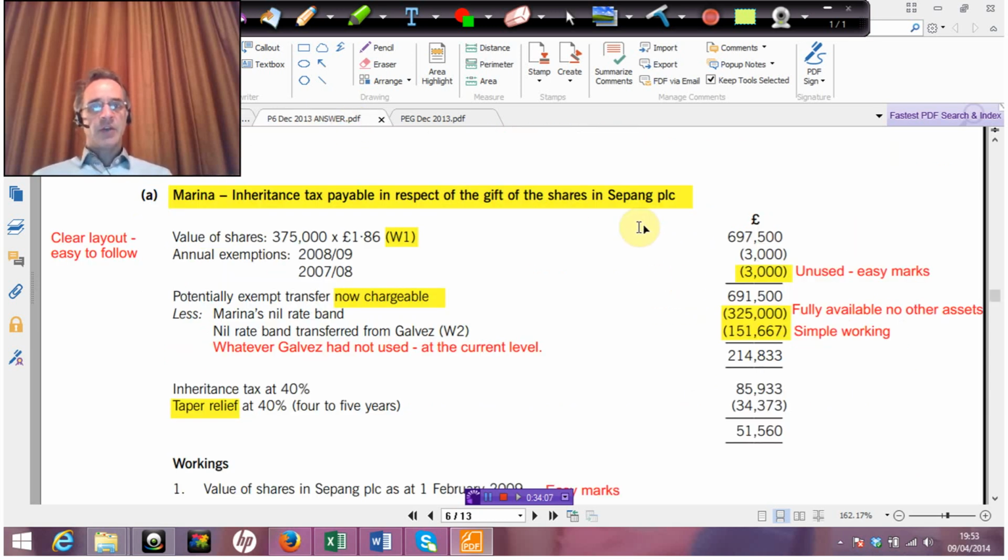So broadly speaking, in terms of marks, there's probably 2 for that, or 1.5 to 2 for the nil rate band. There's probably 1 to 1.5 for that, a half and a half. Taper relief probably 1 to 1.5, and then for the calculation 1 to 1.5. So if we had simply used the quarter up rule and had a stab at getting that right, put in Marina's nil rate band and maybe just multiplied by 40%, we probably would have passed. We probably would have got 3.5.